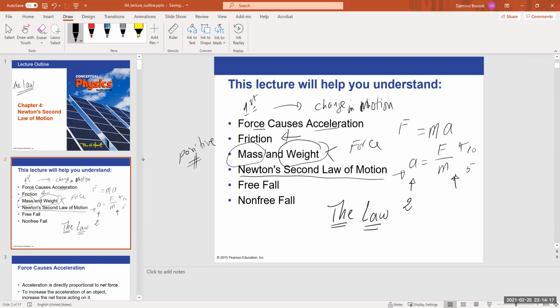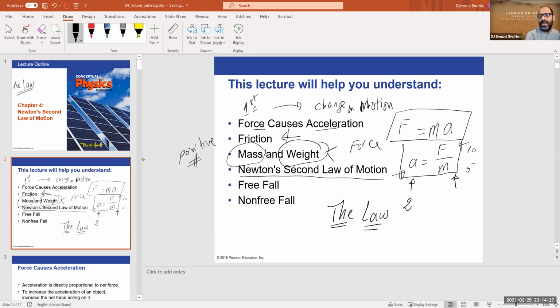Okay, so what was the formula again? It's F equals ma. But usually it's written in this format to express the cause and effect relationship between the two. Because you want an a, how would you get an a? Through a force F. F gives you an a.